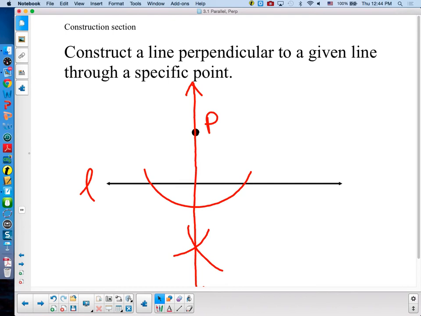And I still have the same compass setting. You could change it right now if you wanted to. But I'm going to go from that intersection point, make an arc. I'm going to the side opposite of where point P is. Because if I go back up, I'm just going to find point P again. So I want to find a second point. Make an arc from that intersection and from the other intersection, the same arc.